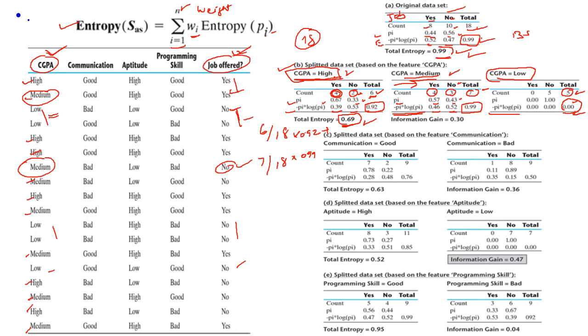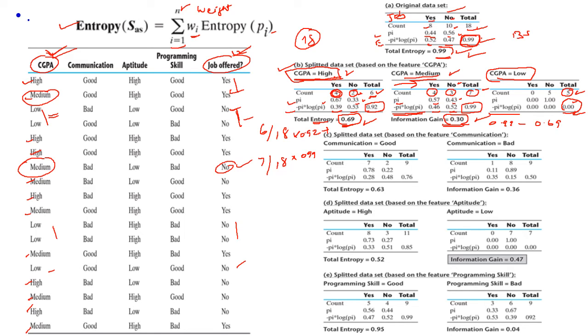From this entropy we need to compute the information gain. The value is entropy before minus entropy after, that is 0.99 minus 0.69, which is equal to 0.30. So this is the information gain for CGPA.